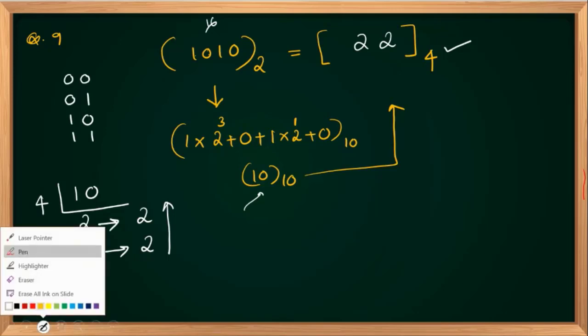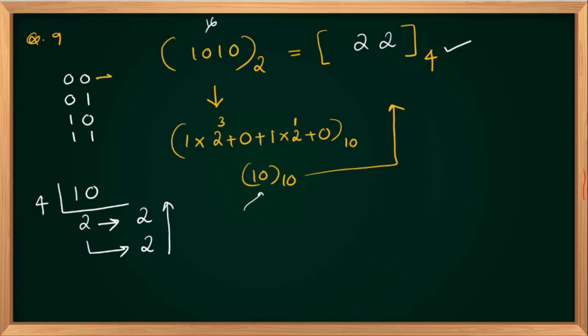So if you are identifying the decimal equivalent of this, both are zeros, so 0 decimal equivalent. 01 will give you 1 decimal equivalent. 10 will give you 2 decimal equivalent. 11 will give you 3 decimal equivalent. So if you're comparing with a base 4 system, right? Here it is base 4. The base 4 system will have 4 symbols: 0, 1, 2, and 3.